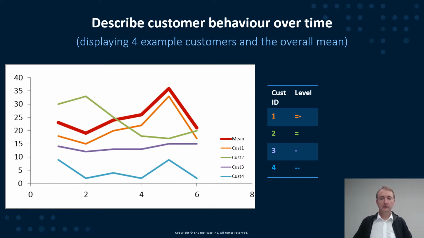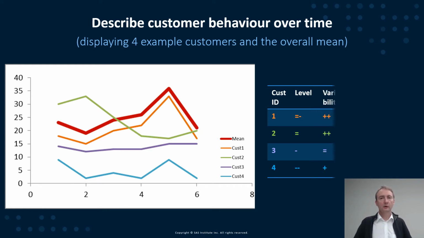If we pick these 4 customers and compare the level of the average and the level of each individual customer, we see, for example, that the orange customer, customer number 1, has almost the same but a little bit lower level compared to the overall mean. The green customer, we ignore for the moment that the pattern is completely different, but the average level is almost the same as the average customer. We see that for customer 3 the level is lower, and for customer 4 the level is even lower. So with this feature, we just described the level.